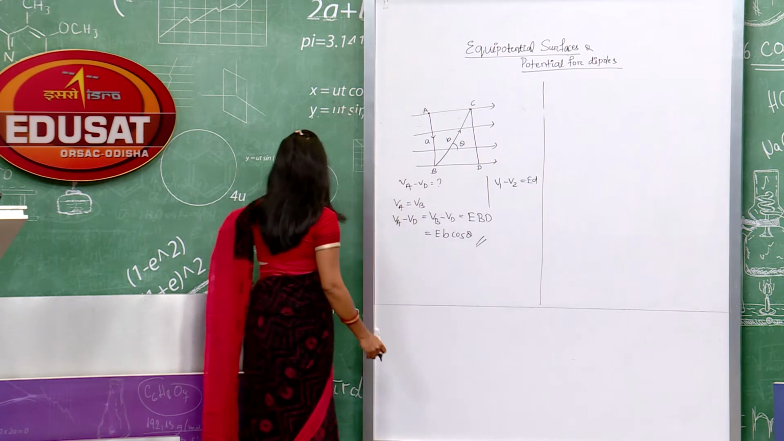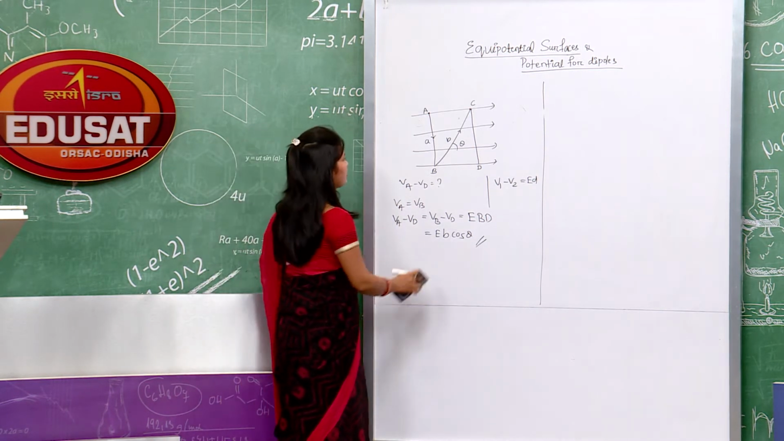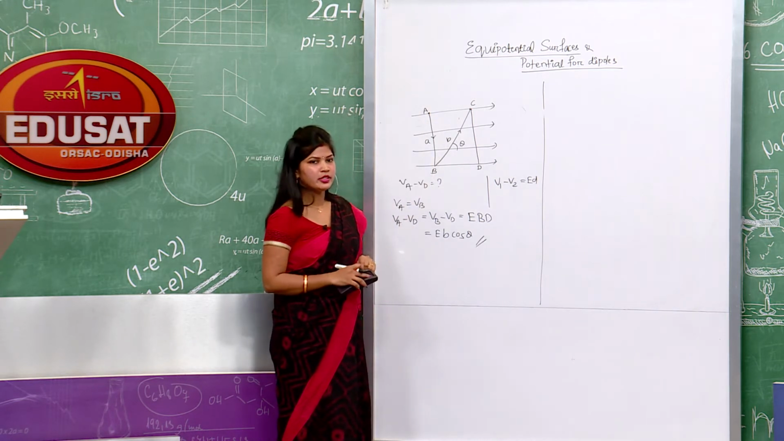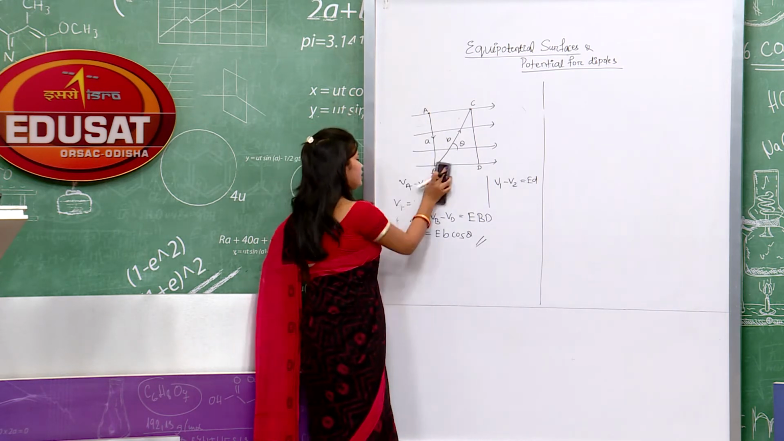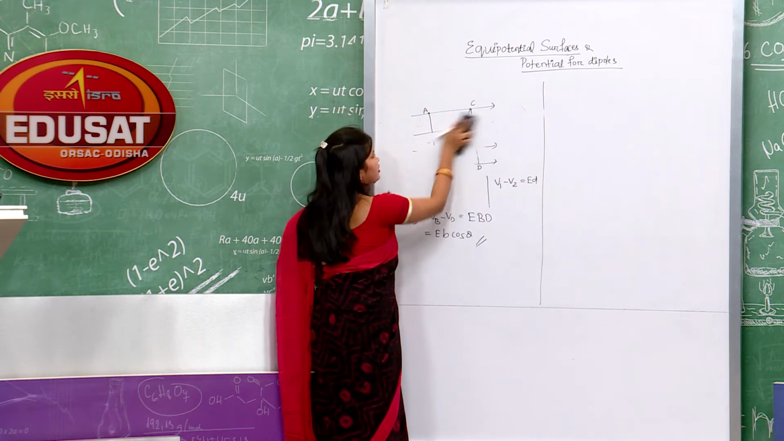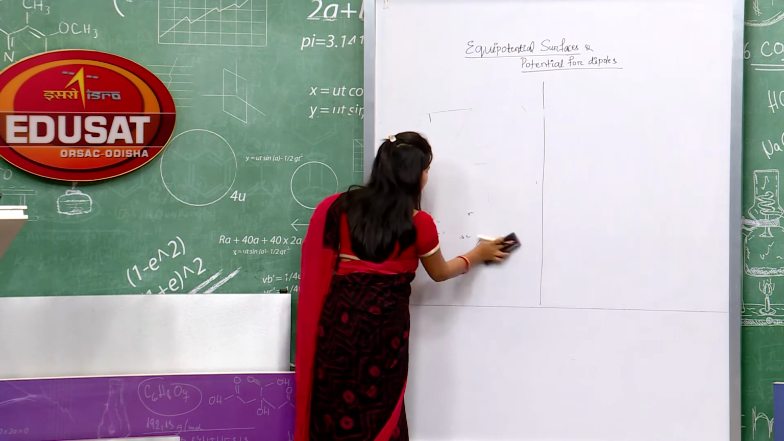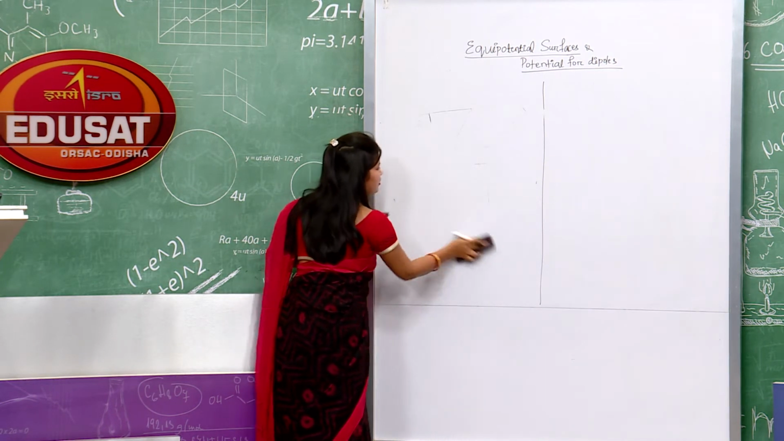Now, let us discuss what happens to a dipole when it is kept in a uniform electric field. Let us see.